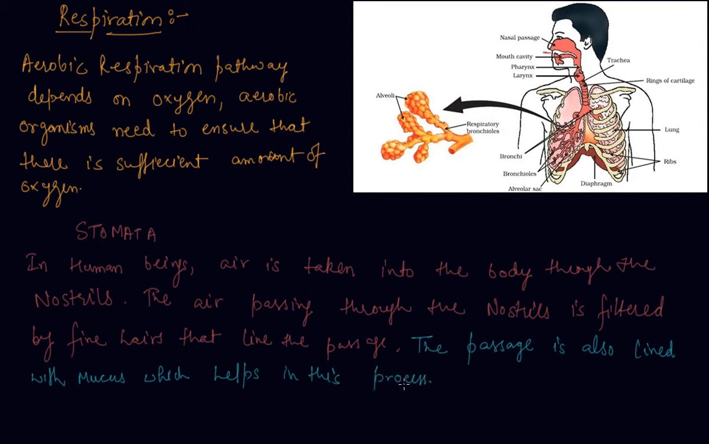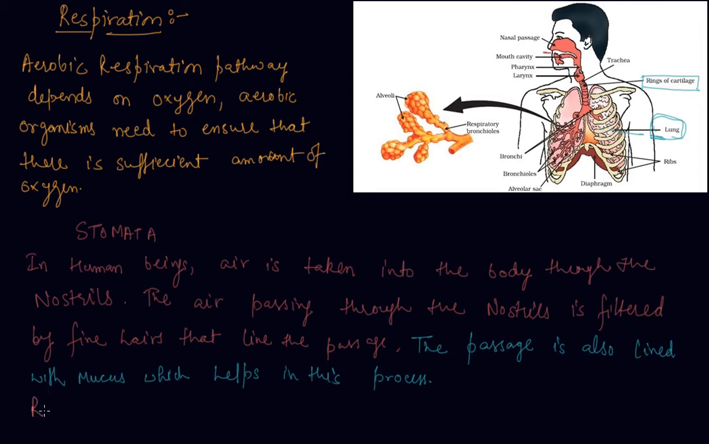Okay, students. So from here, the air passes through the throat and into the lungs, which are shown here. The air is received by the lungs through the nasal passage, with the help of the mucus which filtered the air. Rings of cartilage are present in the throat, which is shown here.